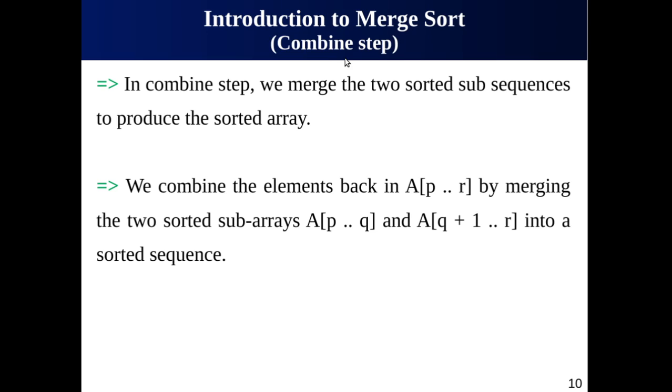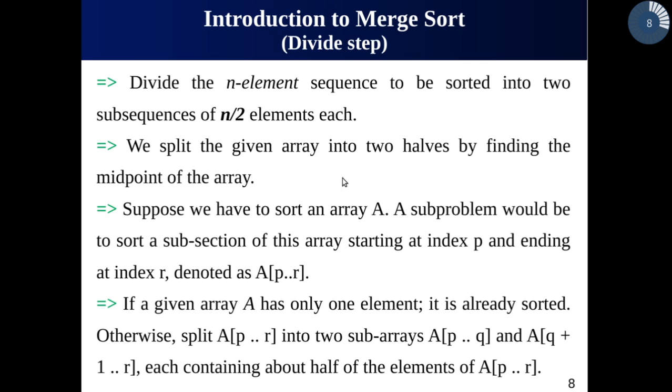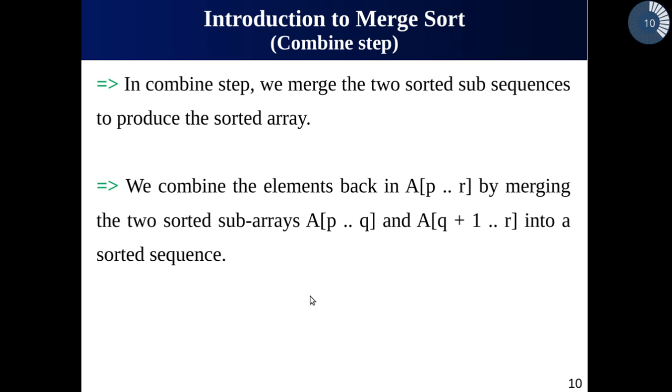So if you think of the divide and conquer approach, it says to divide the problem, conquer the problem, and then combine the solutions. If you consider this example again of the array using indexes p, q, r, it means that we have to combine the elements back in the array, which was A[p..r]. That is the initial array.